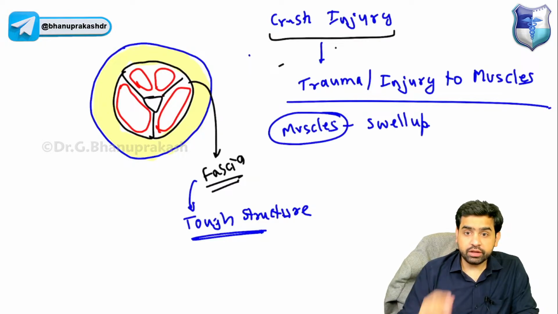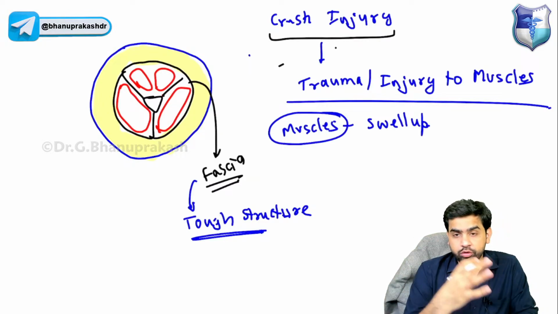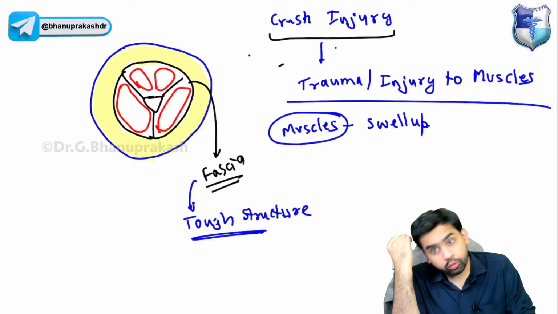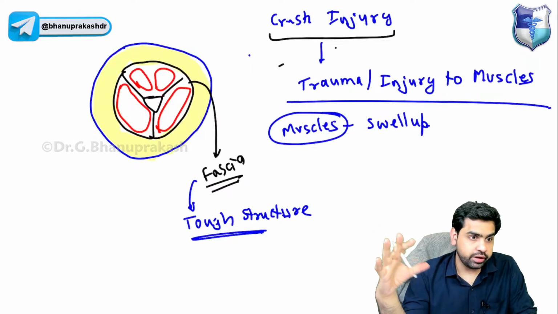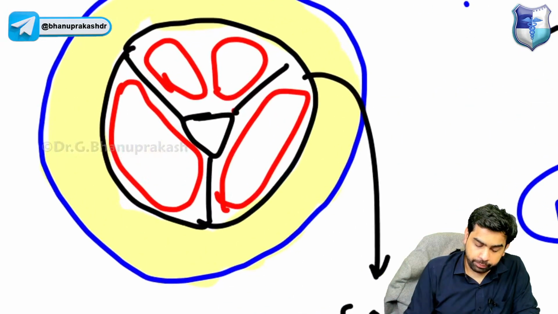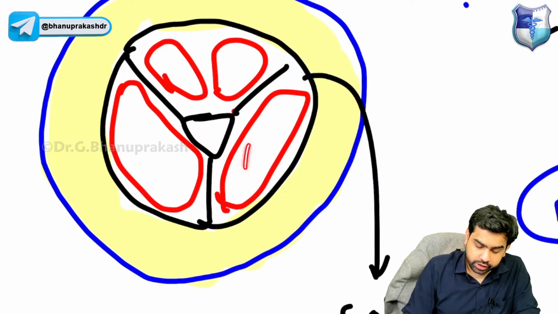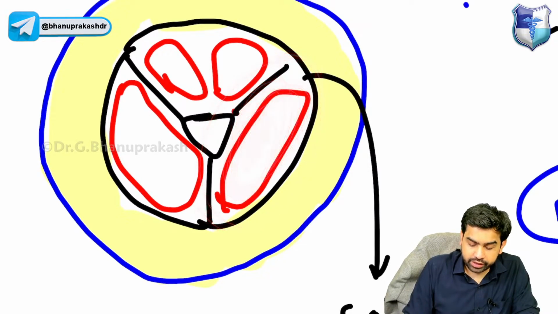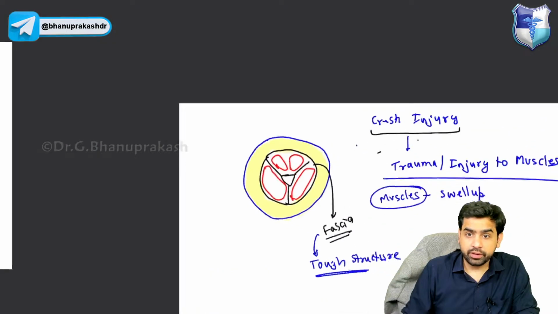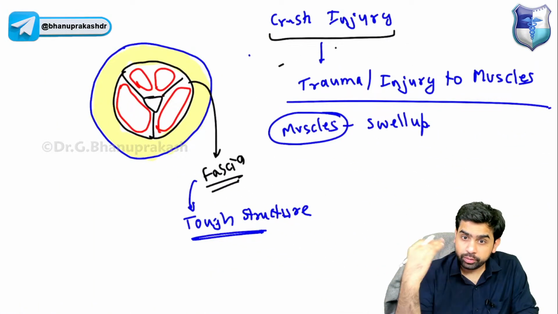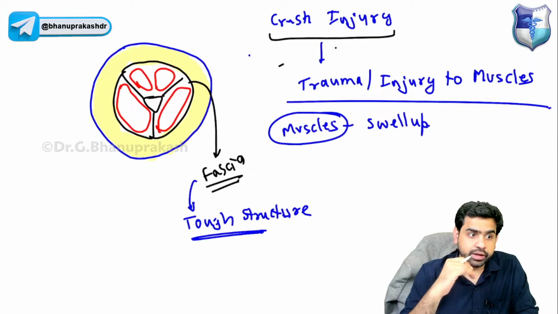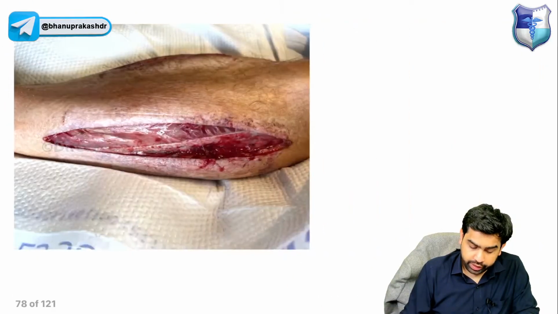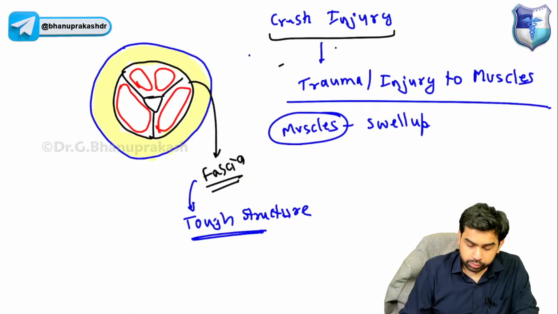So what you need to understand, the fascia is a very, very tough structure. So even if the muscles are swollen up, the fascia will not be distended. Because the muscles are swelling up and the fascia is not getting distended, there's going to be an increase in the pressure inside this particular fascial compartment. And that is what is leading to this compartment syndrome.